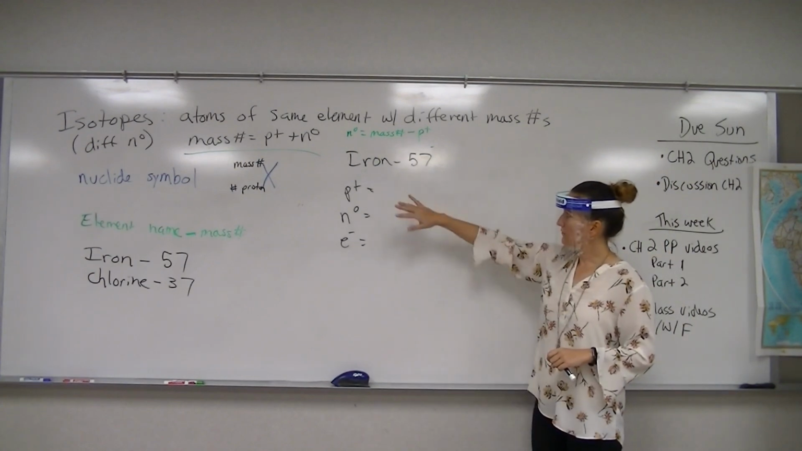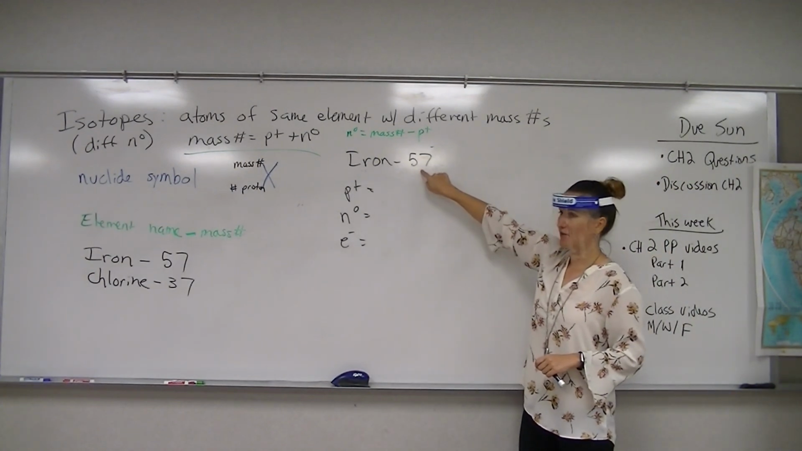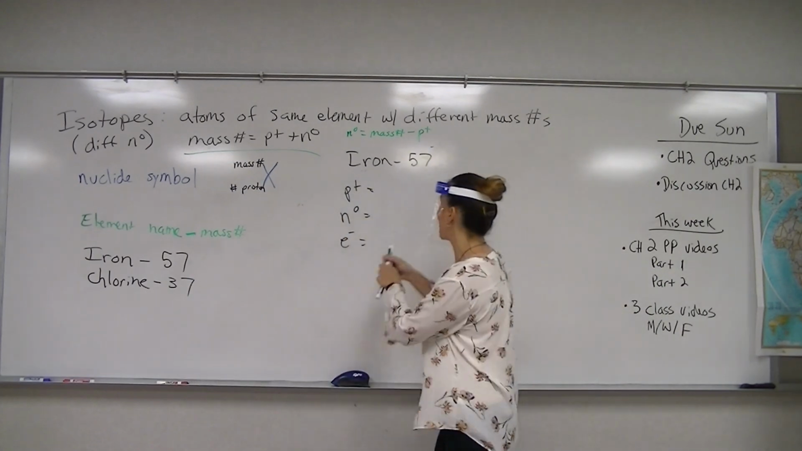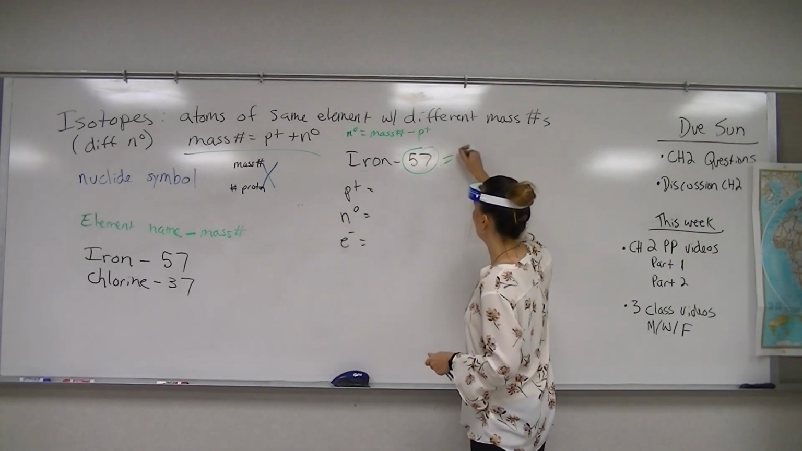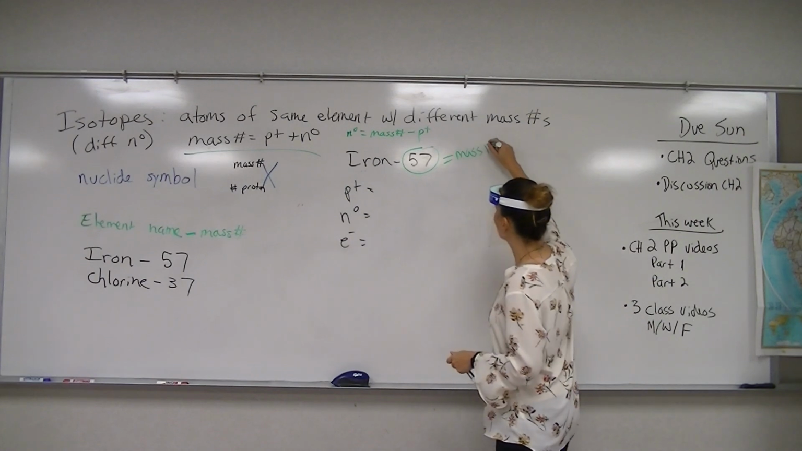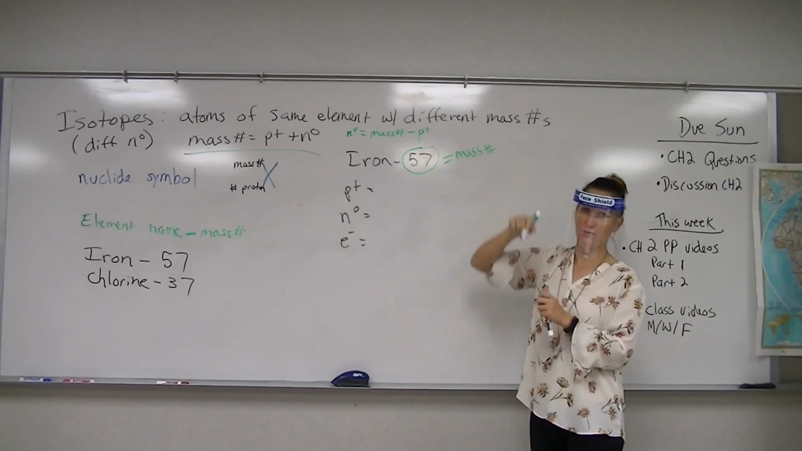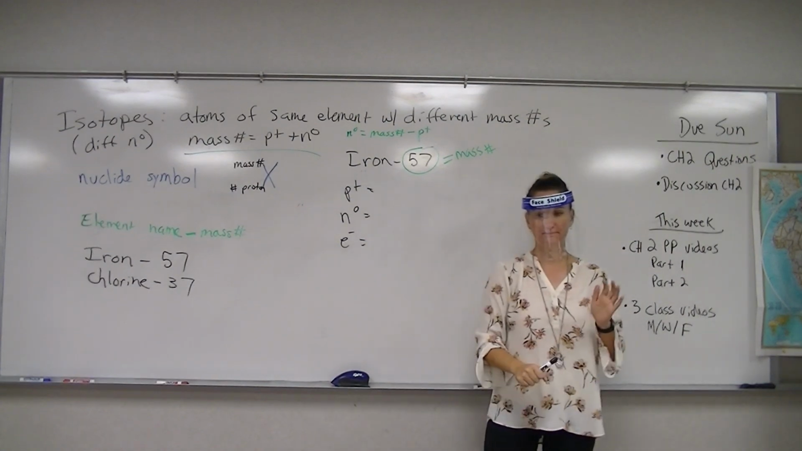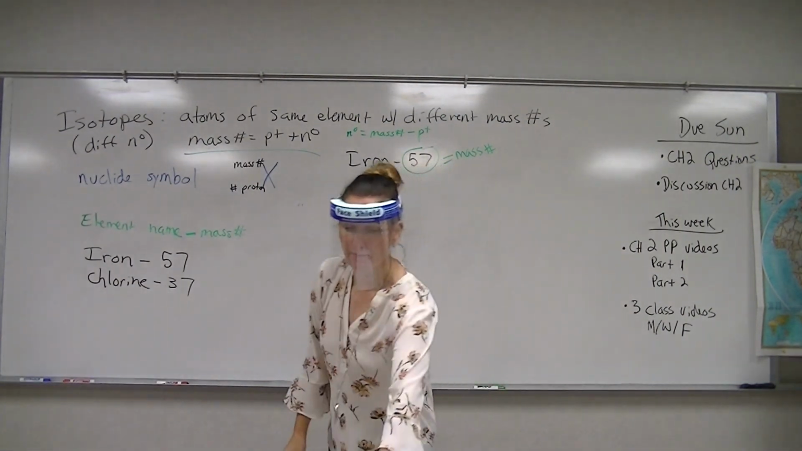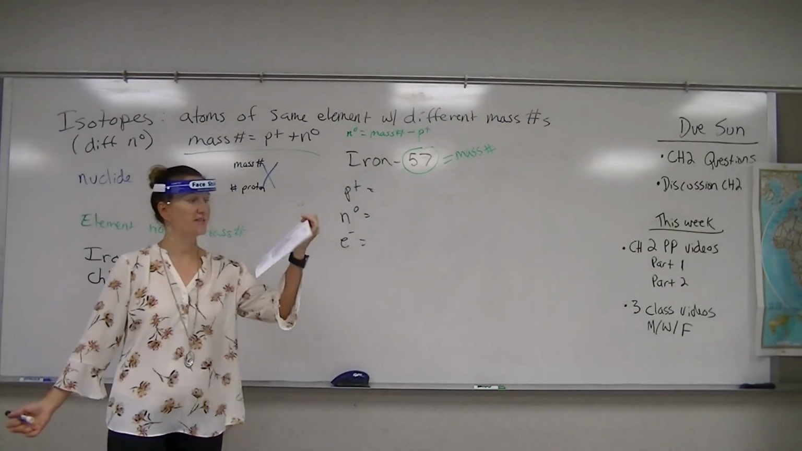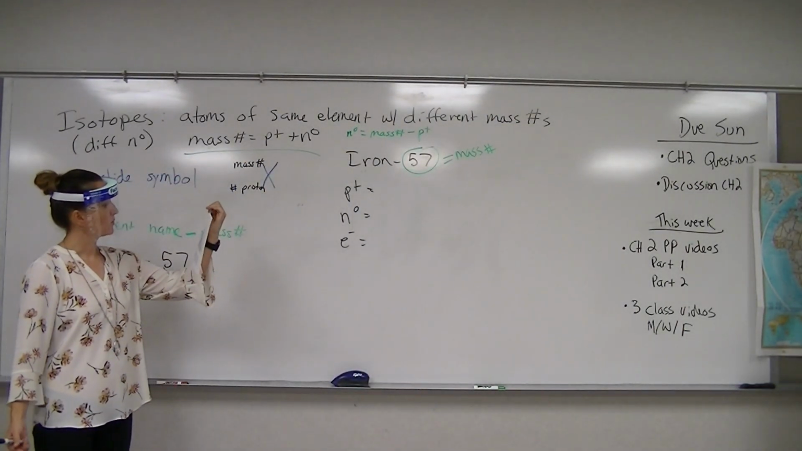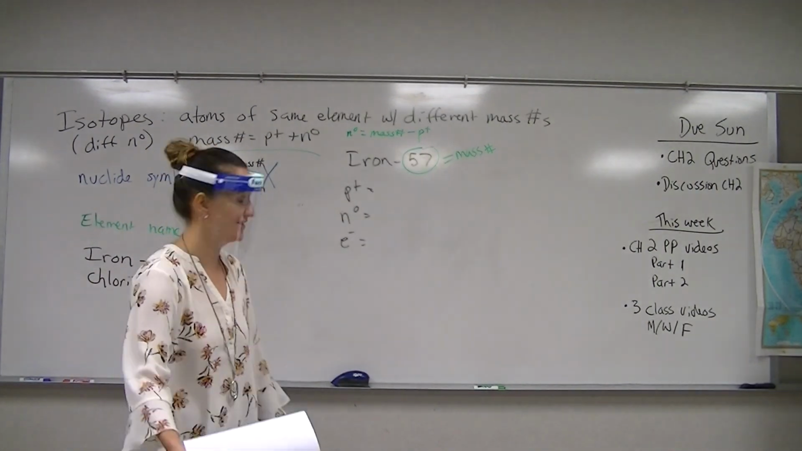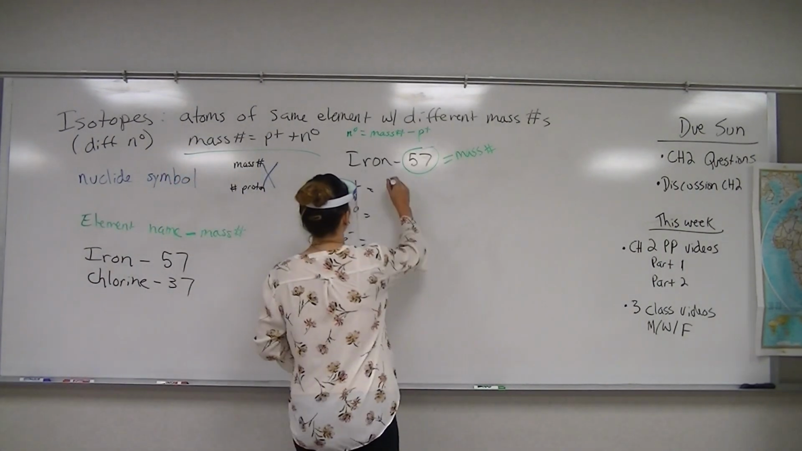All right, so iron 57, remember, this dash 57 is the mass number. So this is not the number of protons, that's a common mistake. That's the total mass number, that's the protons plus the neutrons. So how do we figure out how many protons iron has? Periodic table. What number is it? It's 26, it's Fe. There it is. So 26.